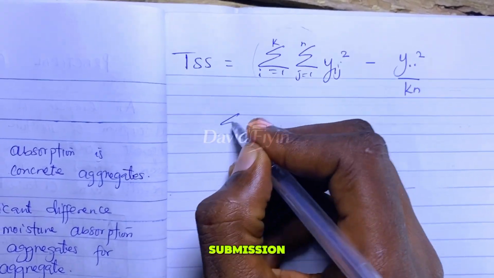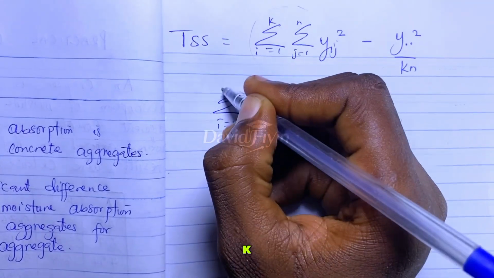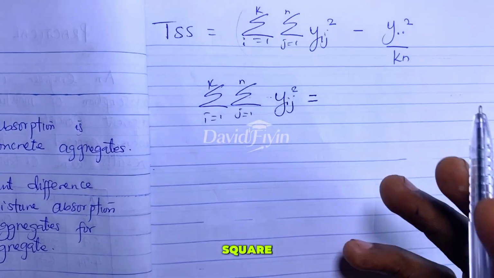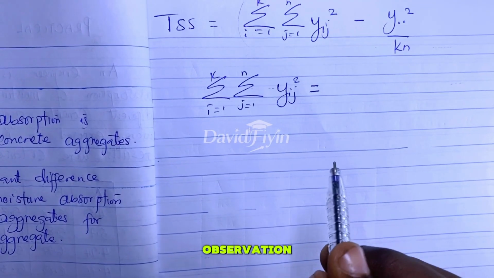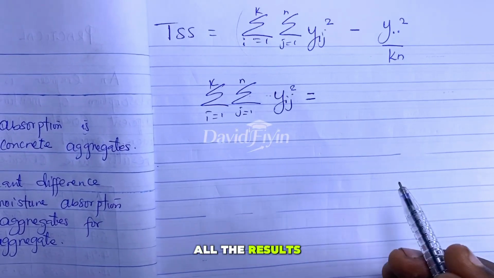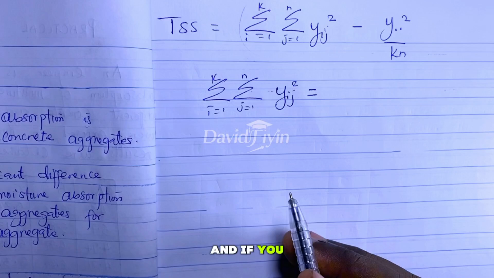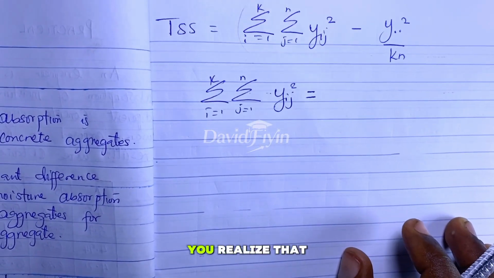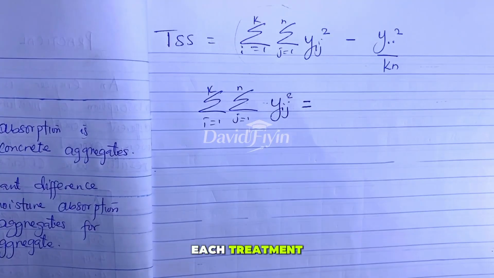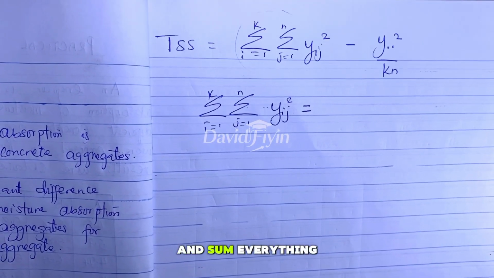So we have summation yij squared, i equals 1 to k, j equals 1 to n. This summation yij squared simply means that you square each observation on the data layout before you sum all the results together. Remember, yij stands for the jth observation under the ith treatment. If you take a look at the data that we have, you realize that there are 4 treatments and there are 5 observations under each treatment. So the observations under all these treatments, you are going to square them one by one and sum everything together.